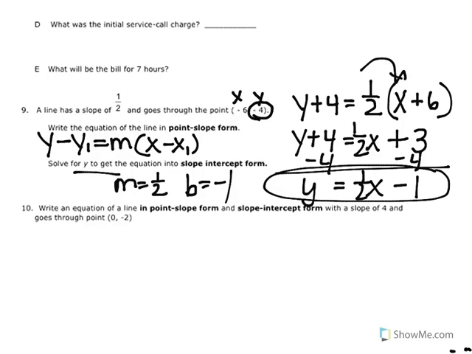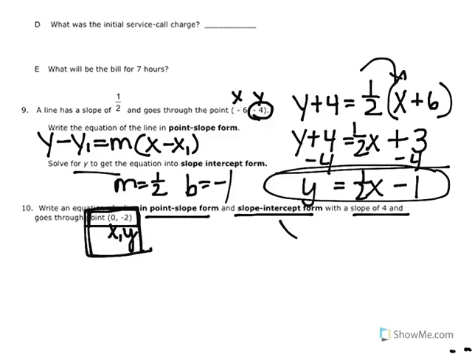Okay, last one. Write an equation in point-slope form and slope-intercept form with a slope of 4 that goes through the point (0, -2). Okay, well, this is x and this is y. Now I want you to notice something. This is a little bit of a trick. When you see that x is 0, that should remind you of something. That means that this is the y-intercept. Because when x is 0, you got the y-intercept.